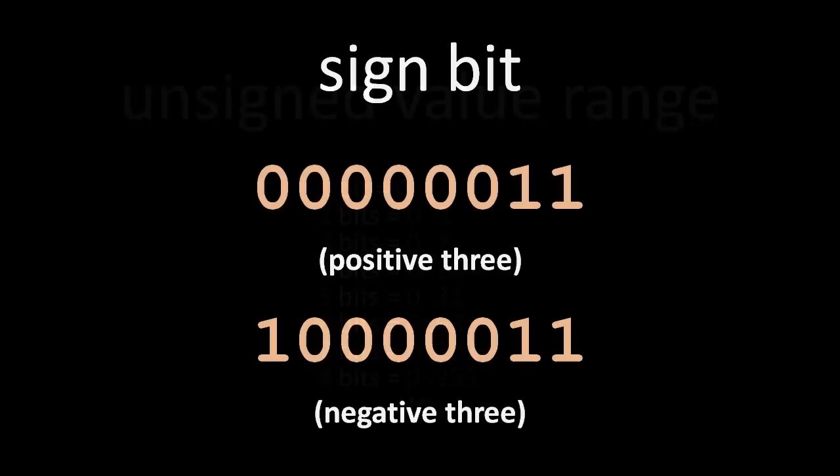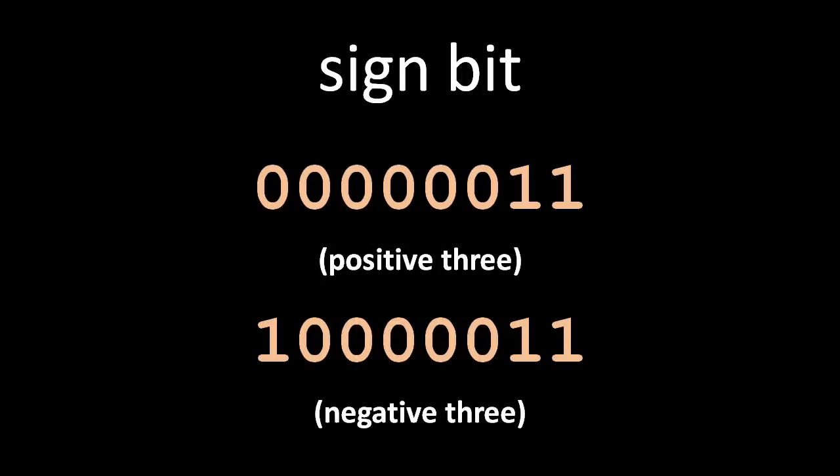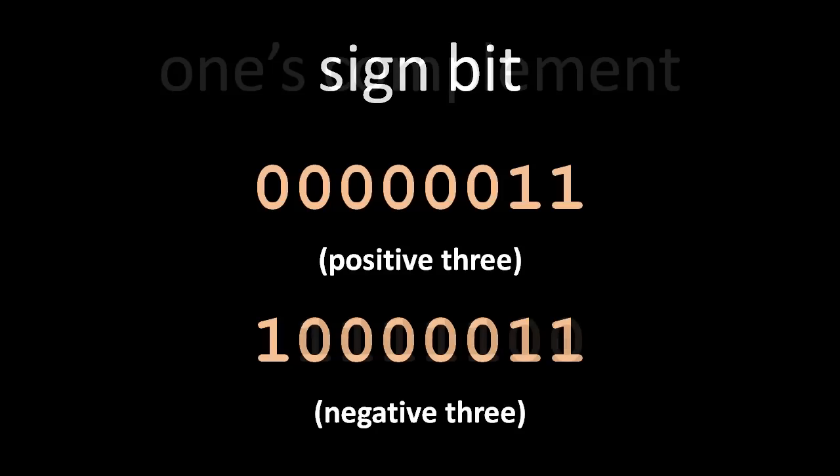To represent signed integers, there are a few approaches for indicating the sign. Most obviously, we could use a sign bit, a bit set aside to designate the sign. For example, if I have 8 bits in which to represent a signed integer, and I wish to represent positive 3, it would look like this, but negative 3 would look like this. We simply use the most significant bit as a flag, which when set to 1, denotes a negative number.